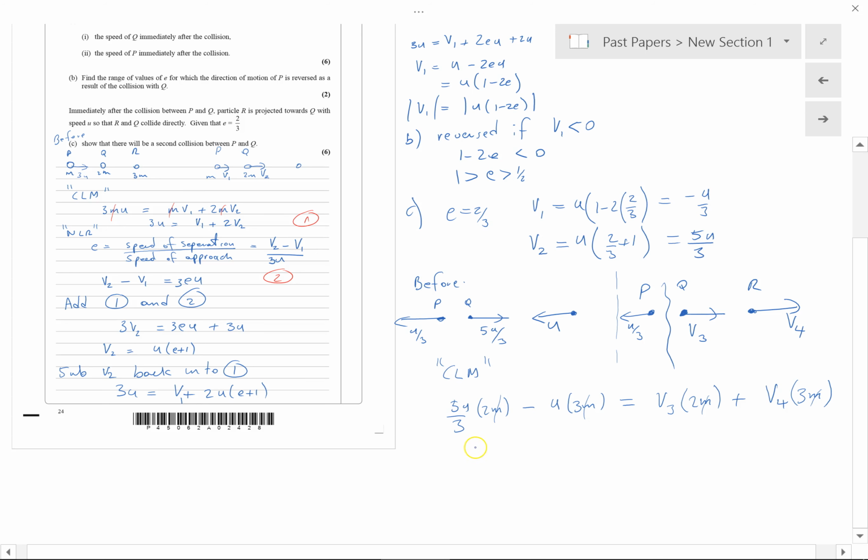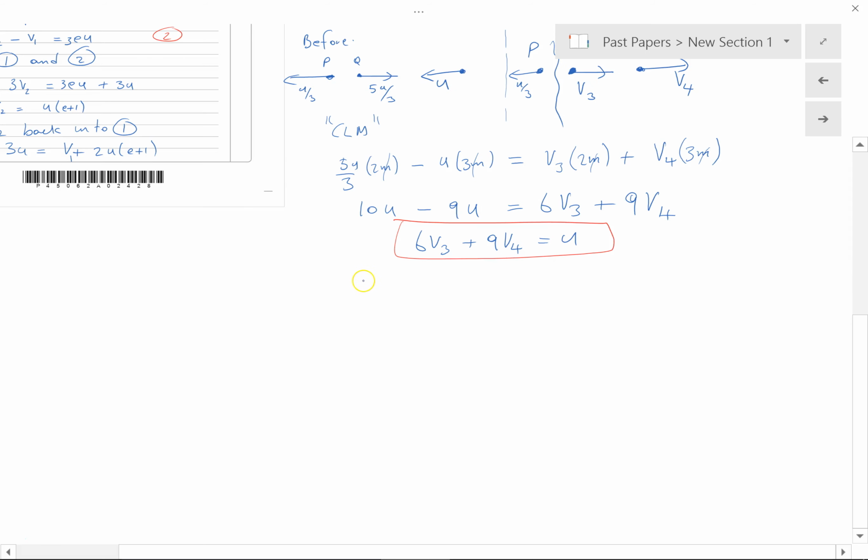Now M is going to cancel. Multiply through everything by 3 here, I think. So we'll have 10U minus 9U is equal to 6V3 plus 9V4. So we have 6V3 plus 9V4 equals U. Okay.